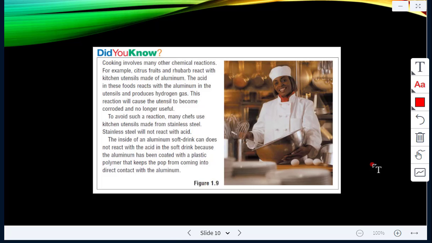So many utensils in the kitchen are made of stainless steel. We had talked about stainless steel in a previous lesson as well. The stainless steel will not react with the acid. Another fact is the aluminum soft drink cans. They do not react with the acid in the soft drink because the aluminum has been coated with a plastic polymer, and that keeps the pop from reacting with the aluminum because it doesn't directly contact the aluminum.